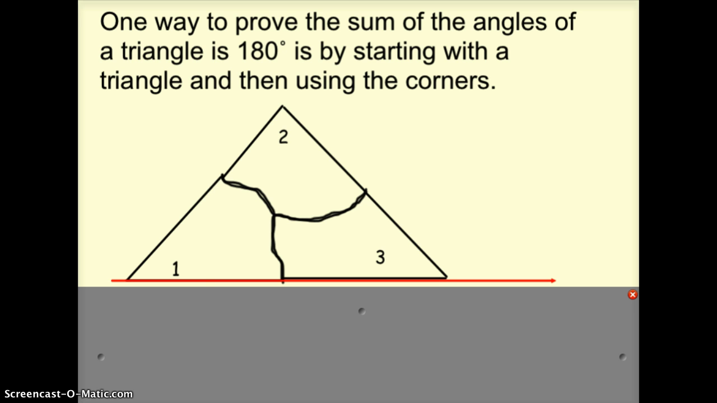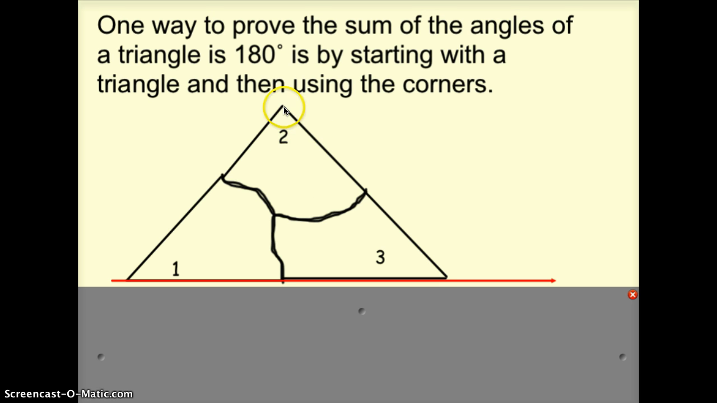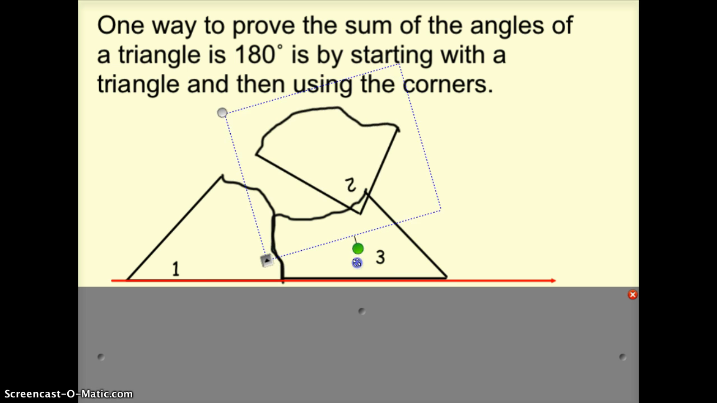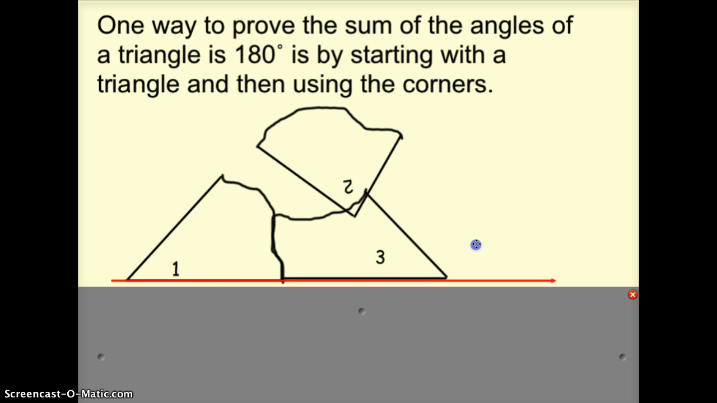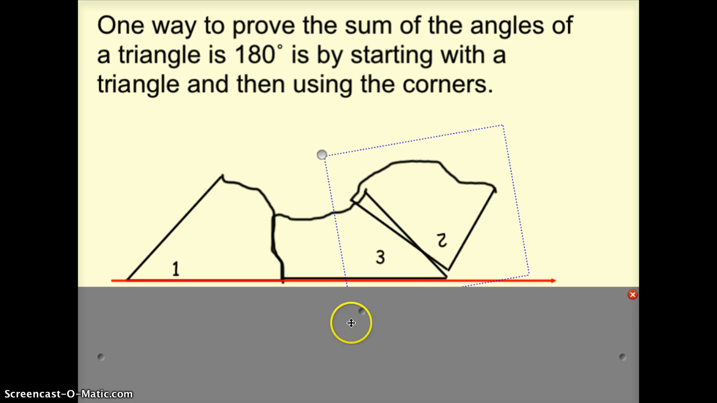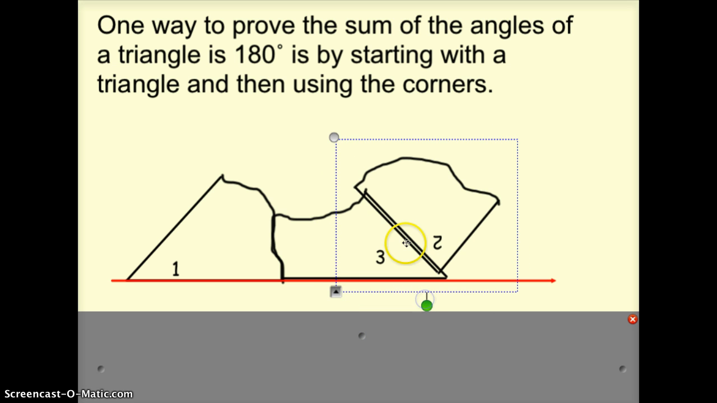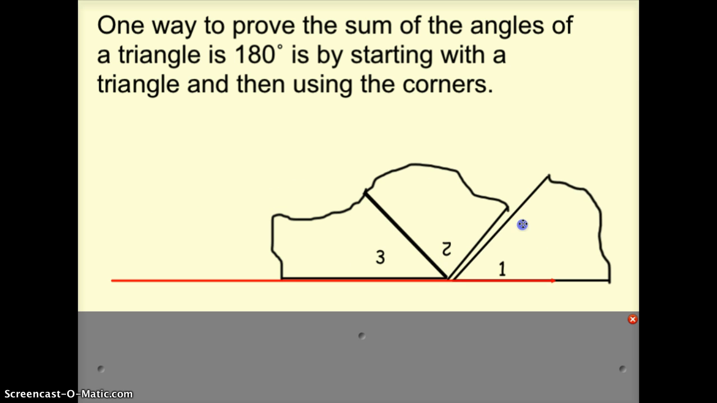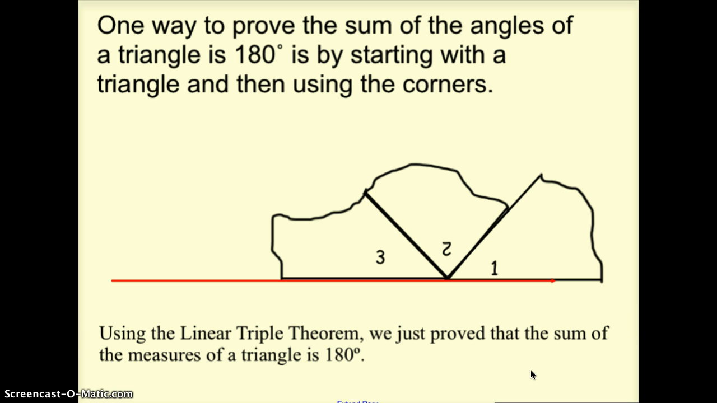One way to prove that the sum of the angles of a triangle is 180 degrees is by starting with the triangle and then using the corners. If I were to take the corners of this triangle and move them in a way that would put them on the line, like so, and then slide the third corner into position, you'll notice that what I have is a linear triple, and we all know what that means. By using the linear triple theorem, we just proved that the sum of the measures of a triangle is 180 degrees.